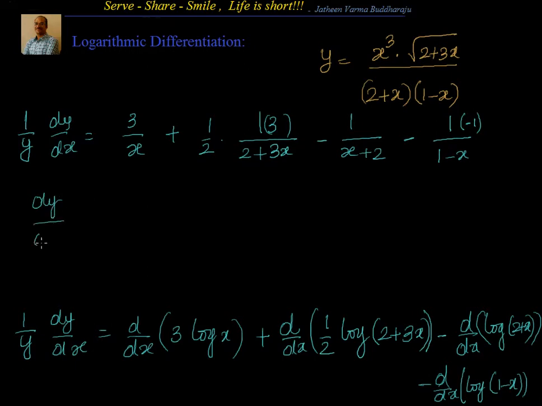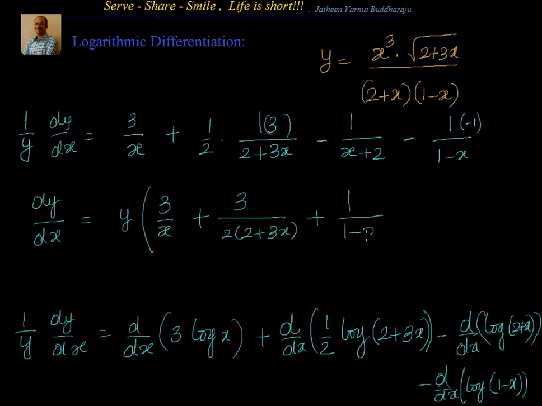So let's see what is dy by dx. dy by dx equal to y multiplied with 3 by x plus 3 by 2 into 2 plus 3x plus 1 by 1 minus x minus of 1 by x plus 2. So this is the derivative of x cube into square root of 2 plus 3x by 2 plus x into 1 minus x. So let's do one more simple example.